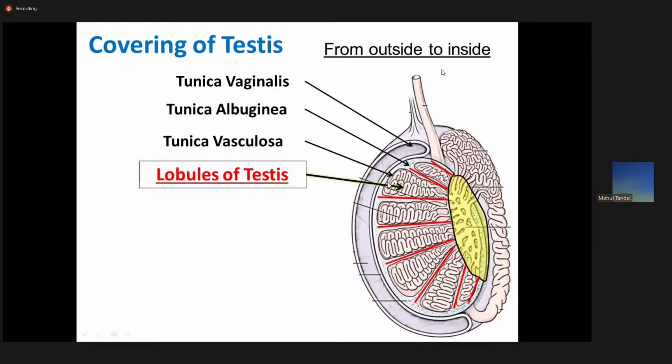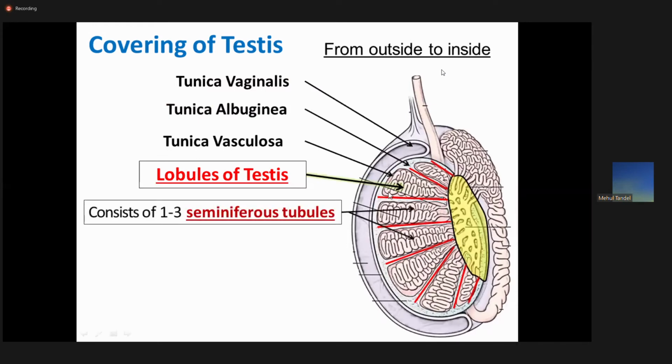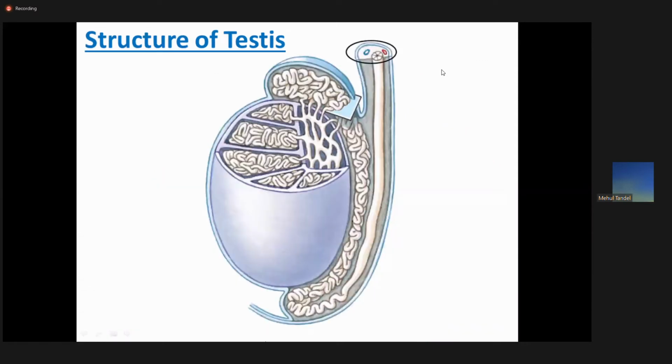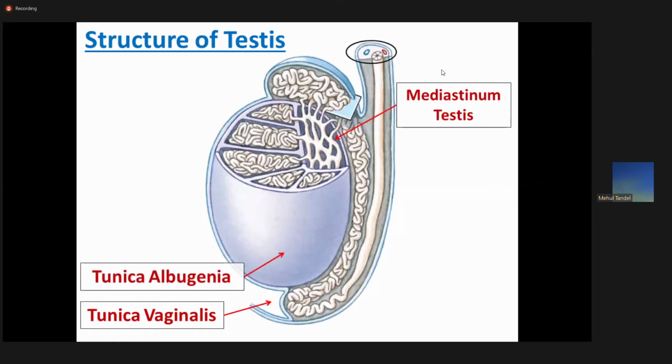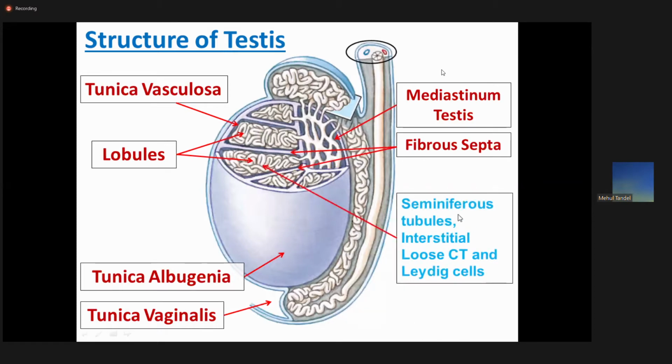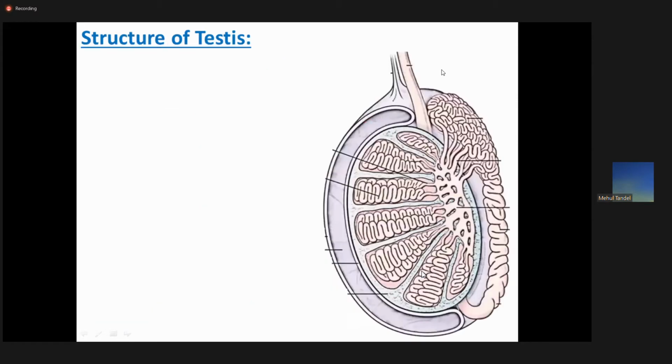Same thing you can see here. One lobule of testis consists of 1 to 3 seminiferous tubules supported by the interstitial loose areolar connective tissue containing blood and lymphatic vessels, and interstitial cells of Leydig that produce testosterone. The tunica vaginalis has an outer parietal and inner visceral layer. Then the tunica albuginea, and the mediastinum testis in the posterior border. Fibrous septa arise from it, and from the lobules. Lobules are lined by the tunica vasculosa, which also continues with the interstitial tissue, in which there is the presence of seminiferous tubules, loose areolar connective tissue, and Leydig cells.